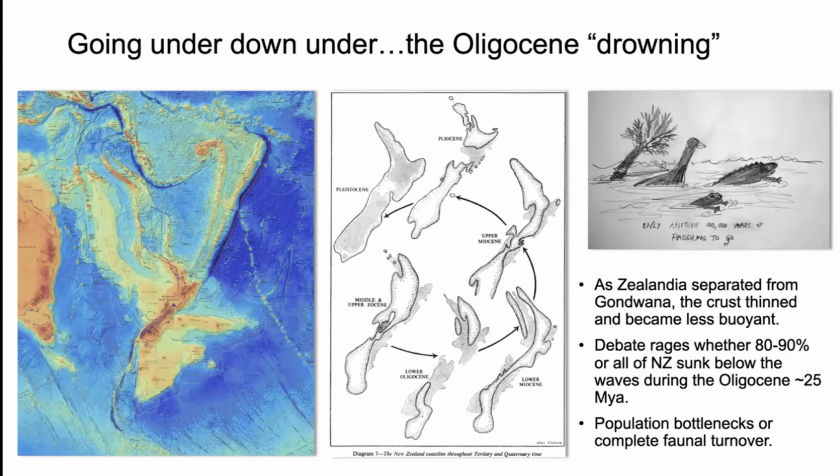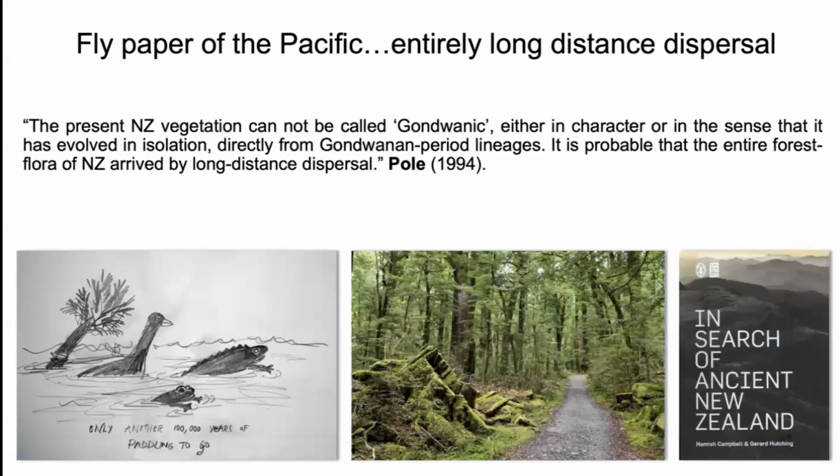We know from the genetic record that you can look at some of our iconic New Zealand animals like wrens, and we can see population bottlenecks. And from the fossil record, we can see faunal turnover, or biological turnover. And it got to the point with Hamish Campbell suggesting there was all this drowning, and Mike Pole, who's a geologist based down here in Otago, suggesting that the present New Zealand vegetation couldn't be called Gondwanic, either in character or in the sense that it evolved in isolation from pre-Gondwanan lineages.